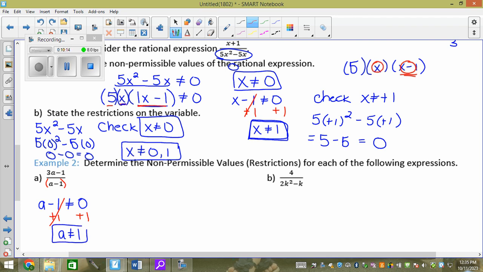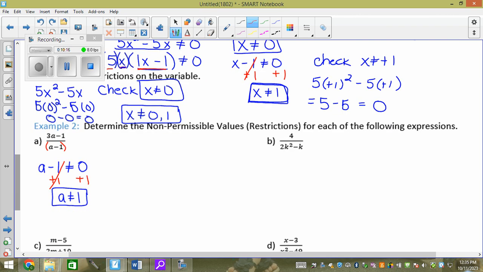Well, let's check it. If I plug 1 back into my denominator, it should be 0 if this is true. Correct? So plug 1 back in. What do I get? 1 minus 1. And that equals 0. So I'm right. Because you're trying to find what the variable can't be, because if it was that, your denominator would be 0, which we can't divide by 0.